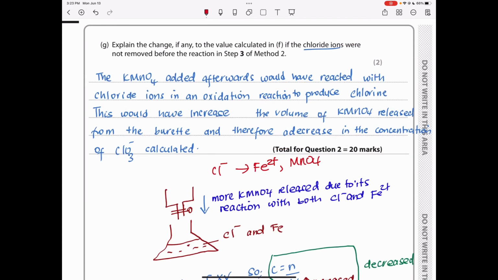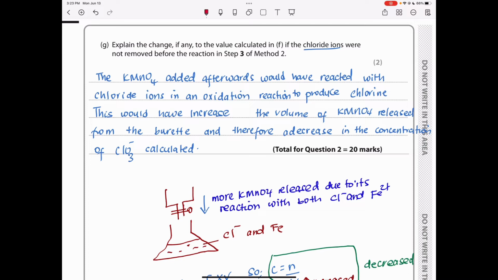Explain the changes, if any, to the values calculated in F if the chloride ions were not removed before the reaction in step 3 of method 2. So if the chloride ions were not removed, they would have reacted with, of course, the manganate, and manganate would also have reacted with iron 2.